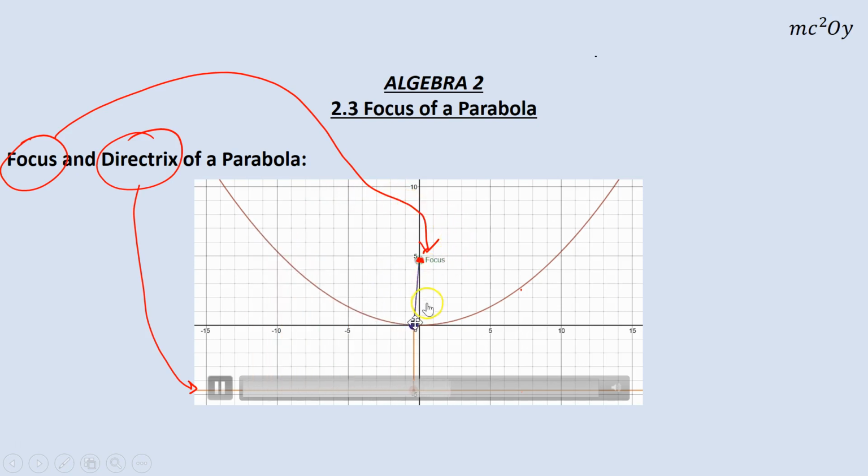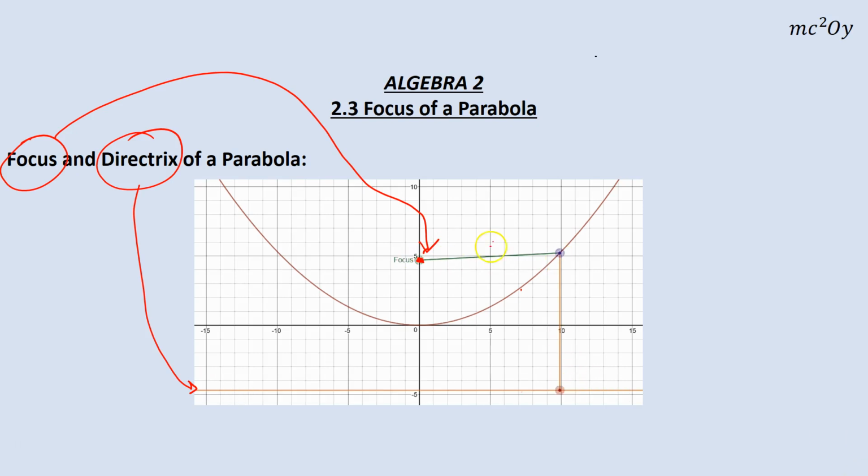Okay, so it's a set point on the inside called the focus, and it goes to the outer edge, hits the parabola, and then it goes down to the directrix at a right angle. These lengths are always congruent. So this is always congruent to this. Okay, so that's what we're dealing with here. And these have properties as well.